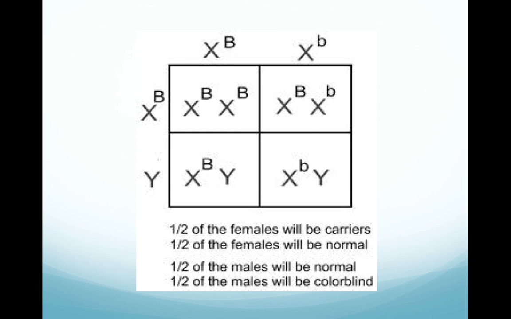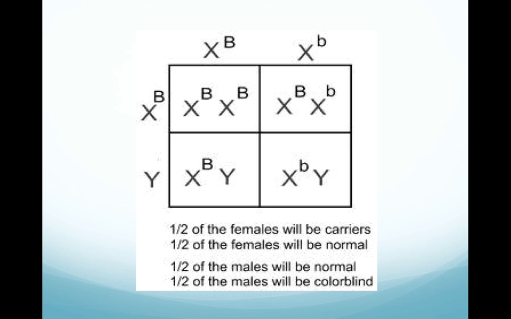This Punnett square shows a cross between a normal father and a mother that is phenotypically normal, so she appears normal, but she carries a recessive X-linked disorder on one of her X chromosomes. This could be color blindness, in this example, or it could be hemophilia. When you complete the Punnett square, you can see that out of the 4 possible combinations, 2 are male and 2 are female. So half have 2 X chromosomes, and the other half have an X and a Y chromosome.